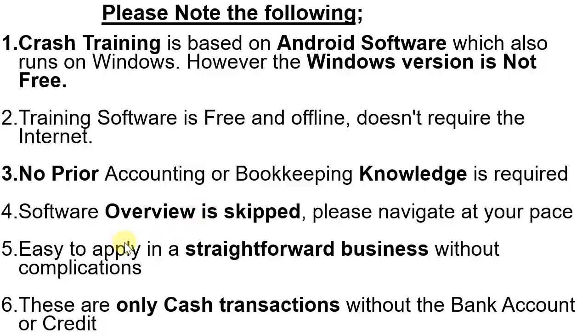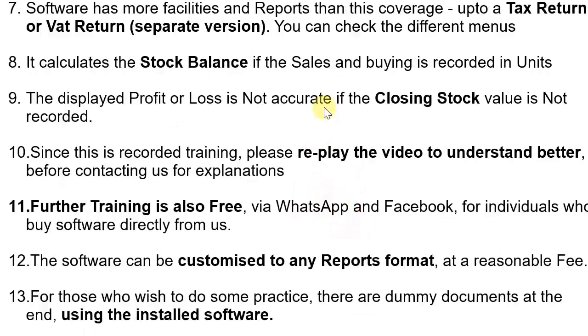Number 5, what you learn is easy to apply if the business is straightforward and it doesn't have complications. Number 6, these are only cash transactions, excluding the bank account and credit transactions. Number 7, the software has more facilities and reports than what is covered. It actually goes up to a tax return, and a separate version generates a VAT return. You may check this as you go through the different menus.